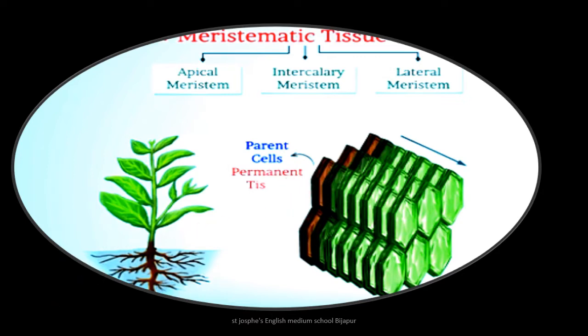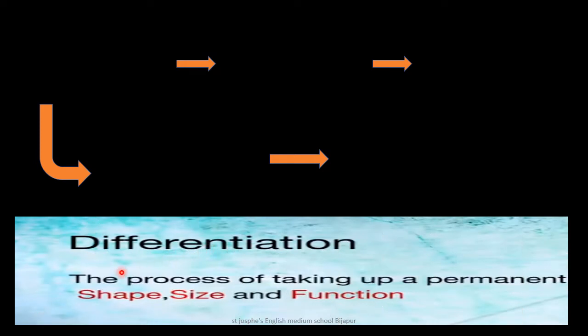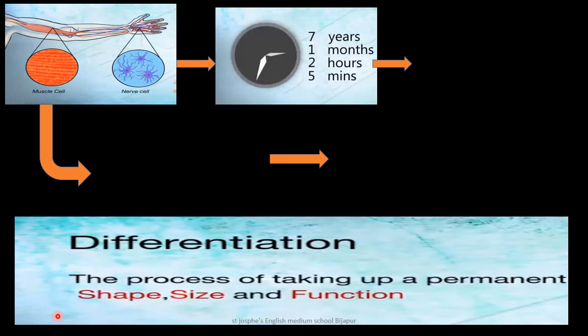Let us understand clearly the definition of differentiation. What is differentiation? Differentiation is the process of taking up a permanent shape, size and function. As you can see, in the human body, the muscle cells are meant for movement and the nerve cells are meant to transmit the signals. These two cells arise from a single cell.